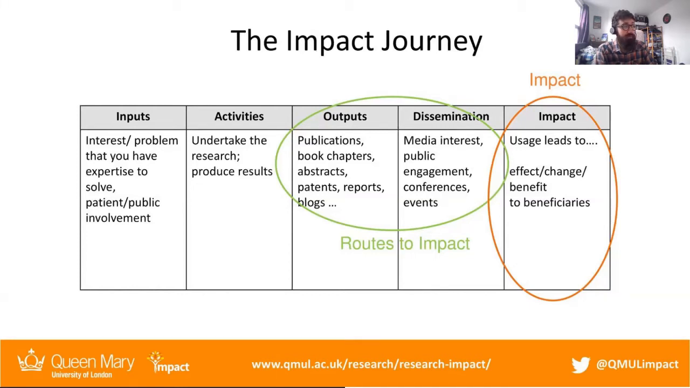Next point is your outputs. Of course, you've got to use your publications, abstracts, patents, reports, blogs, etc. Once that information is there, it's still very much within an academic sphere at that point. What you need to do then is disseminate. You need to make sure that information gets to the right people in terms of potentially generating impact. How you go about that can be done in many different ways, and these are impact activities, as I say.